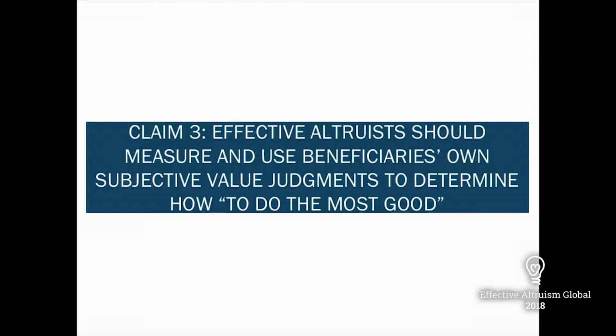Now the third claim, and potentially most controversial, is that effective altruists need to step outside of their own subjective values, moral weights, and preferences when determining how to do the most good, and instead weight more heavily the preferences, moral weights, and subjective values of populations living in rural Kenya, rural India, and elsewhere in the world, even if those aren't utilitarian worldviews.